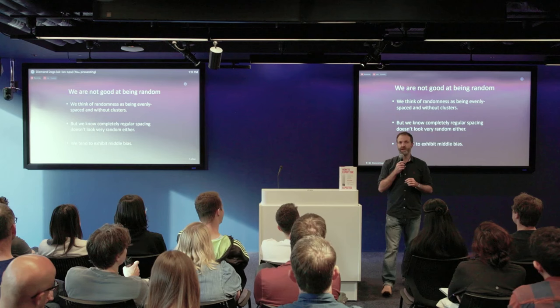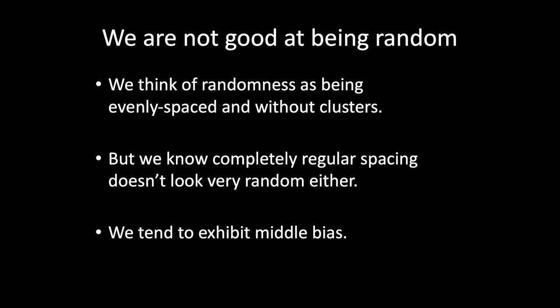We think of randomness as being evenly spaced. We know that regular spacing isn't exactly what we should be doing, so we mix it up a little bit. And we also exhibit middle bias. These are the 3 things that we need to remember when we're thinking about how other people are being random. So what I want to tell you about to finish up is the National Lottery in the UK.